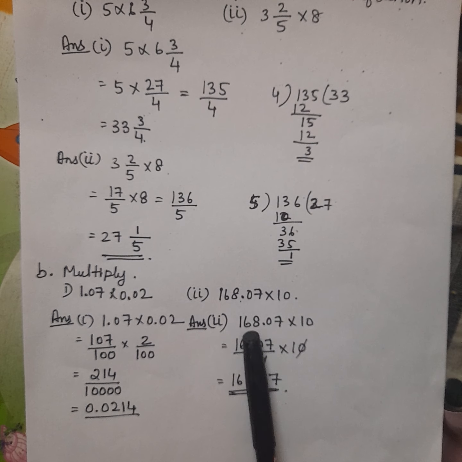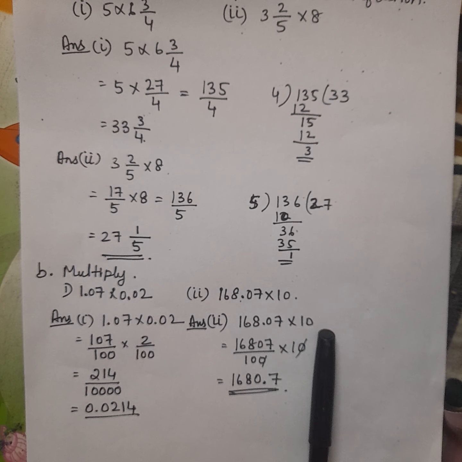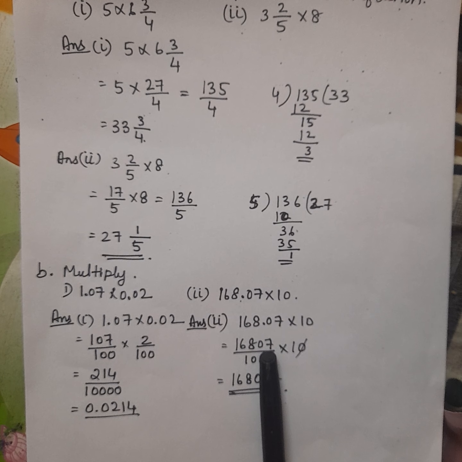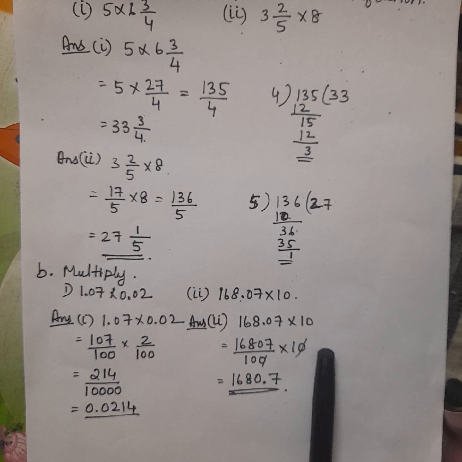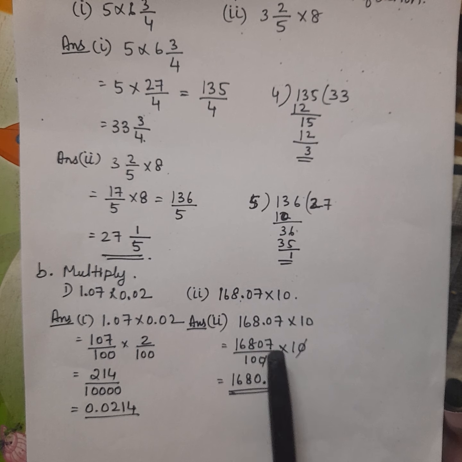Now the next question, 168.07 into 10. Now we convert this into a fraction. There are 2 digits after the decimal point, so there are 2 zeros after 1. That is 100. 16807 divided by 100 into 10. Now 10 and 10 cancel. Now it will become 16807 divided by 10. Now when you convert this into a decimal number, you have to put the decimal point after 1 digit from the right side. So 1680.7. This is the answer.